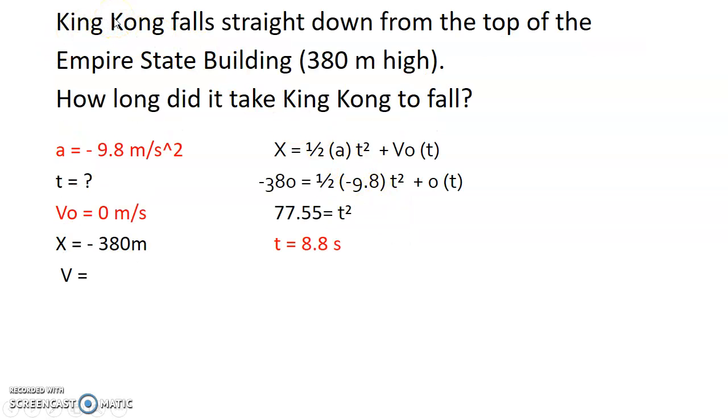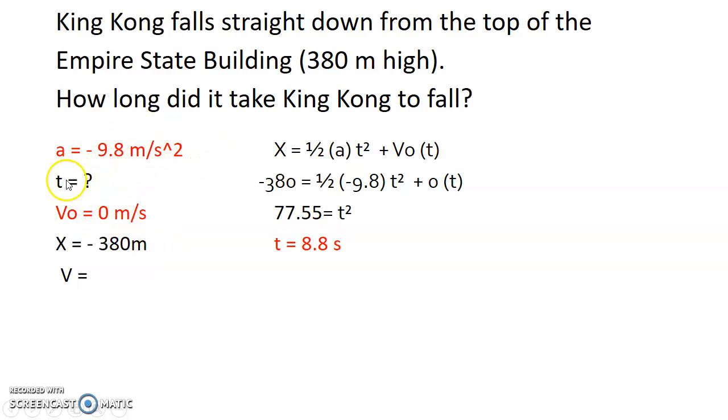Alright, so we got King Kong falling straight down from the top of the Empire State Building, 380 meters high. How long did it take King Kong to fall? So we have the 380 meters. It's going to be negative because he's falling. He's going down, 380 meters. And then we have an acceleration of negative 9.8.